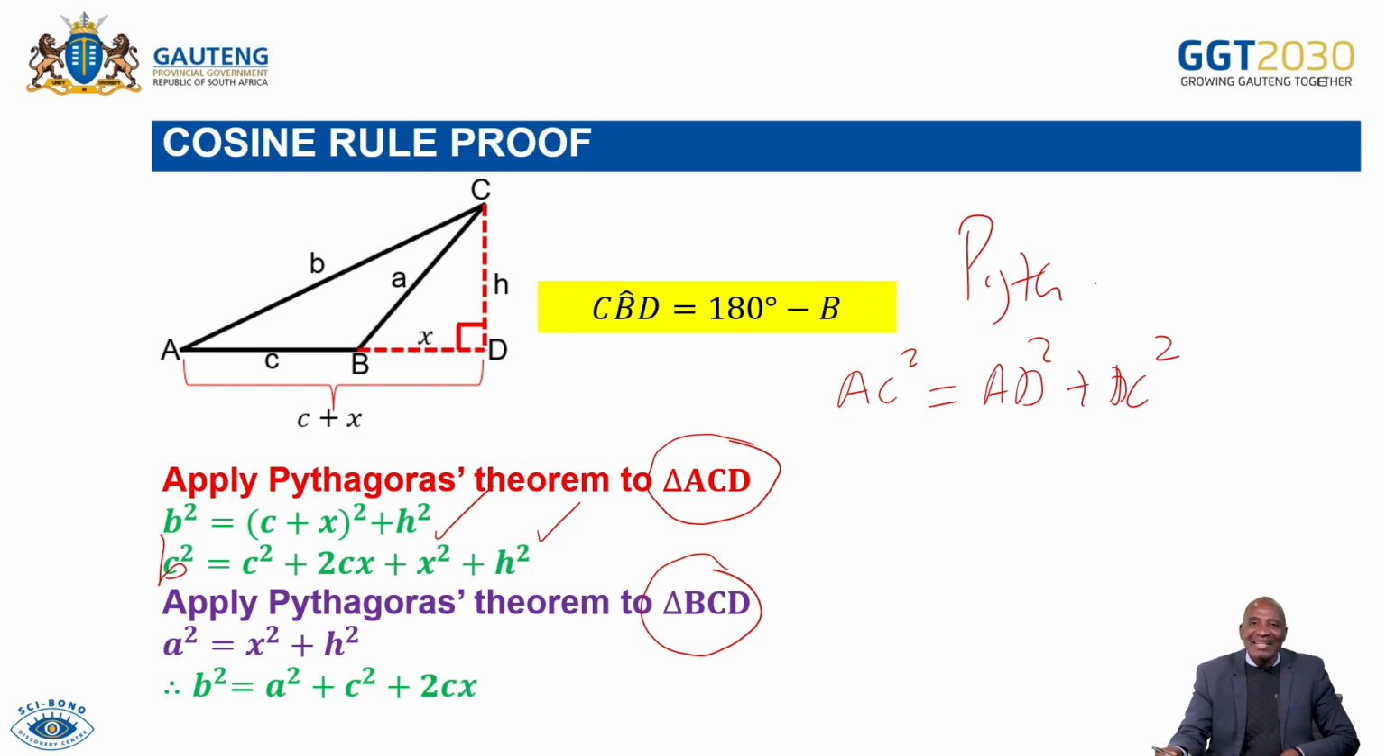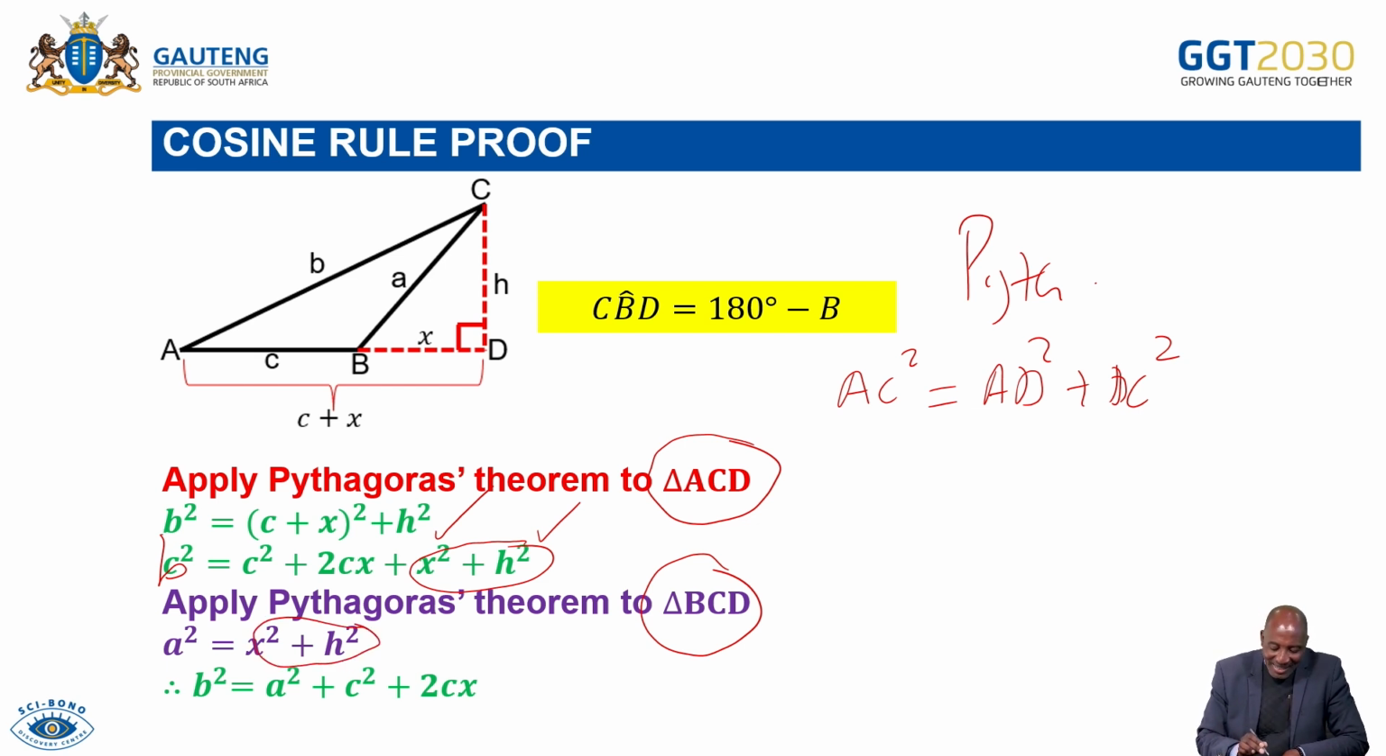But this triangle is using 180 degrees minus B, sum of angles on a straight line. Right. At the same time, it's a complete triangle. Its hypotenuse is A. The adjacent side to B is X, otherwise the opposite side to B is H. We apply Pythagoras' theorem again, we get A squared equals X squared plus H squared. Again, we realize that this can be replaced using A.